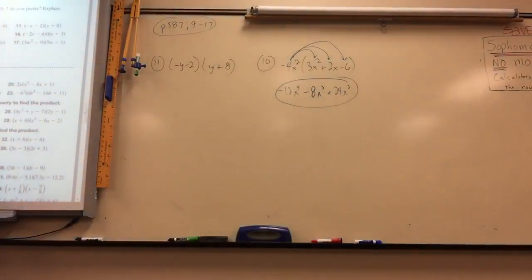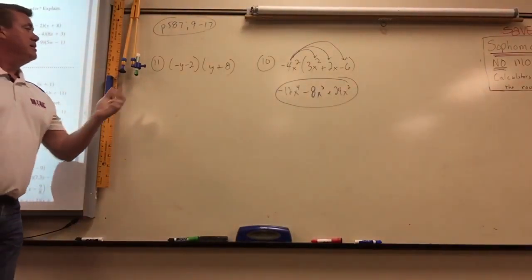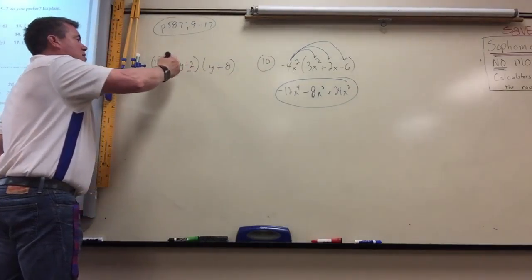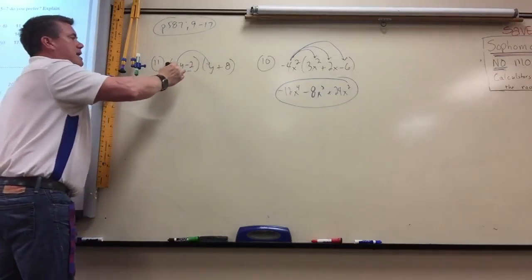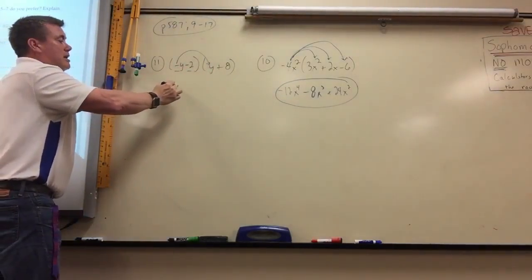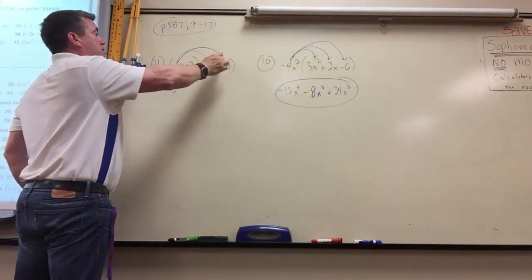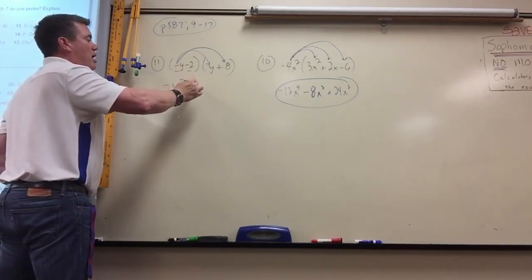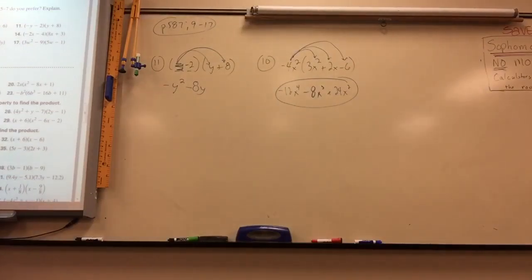Okay, now we get to the binomials. So, FOIL works on these, but you're better off just knowing the property, is you got to multiply everything here times everything there. So just start with the first term. Take this times that. Negative times positive is negative y squared. Then take it times the second term. Negative times positive is negative 8y. And then you're done with the first term. You took it times both of them.